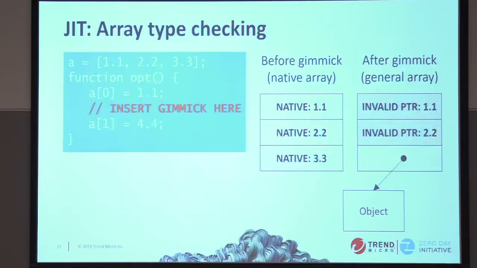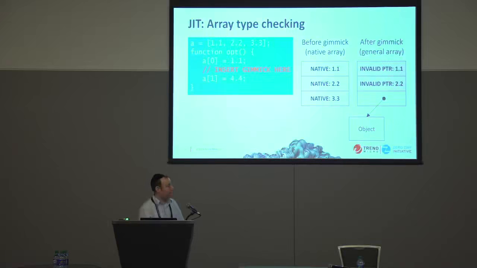Let's see what could happen in this case. As you can see here, originally array A is a native array because it contains exclusively numerics. So its contents are written in memory as just a sequence of floating point values written in the standard native format. Suppose that our gimmick overwrites the last array index with an object. Then the engine is going to convert the entire array in place into a general array form.